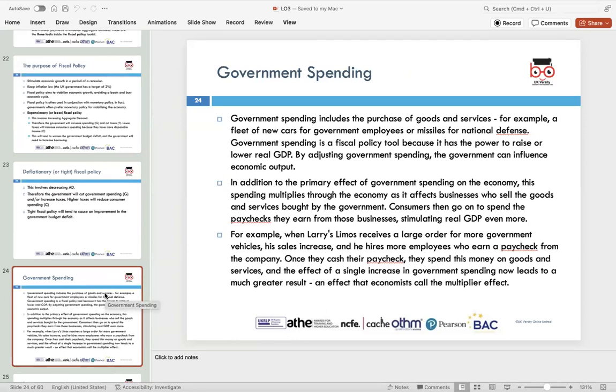Okay, so government spending, the expenditures of the government, encompass the acquisition of various commodities and services, such as a fleet of new automobiles for government officials, or missiles for the purpose of national defense, considering that it has the ability to either increase or decrease real GDP. Government expenditure is a weapon used in fiscal policy: adjusting the amount of money that the government spends allows it to have an effect on the production of the economy.